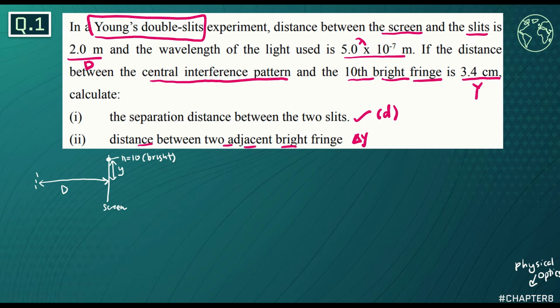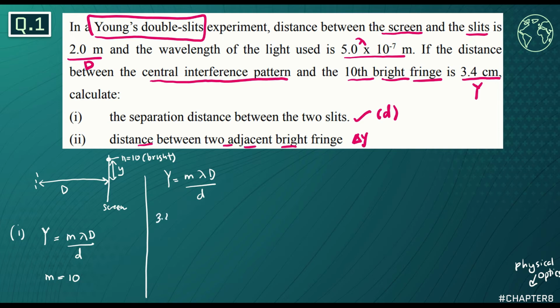To solve the first question, we are using the equation for the constructive interference. Y is equal to m lambda D over d. We have the 10th bright fringe, meaning that our number of order is 10. Now we substitute in the equation. Once again we write down the equation, m lambda D over d. Our y is 3.4 cm.